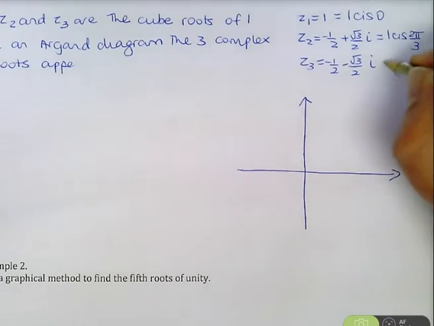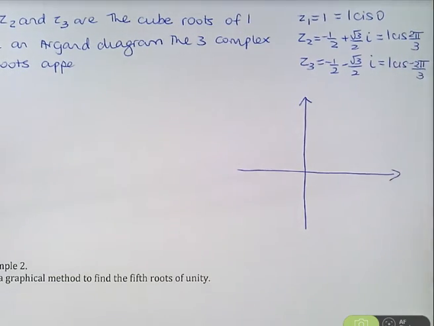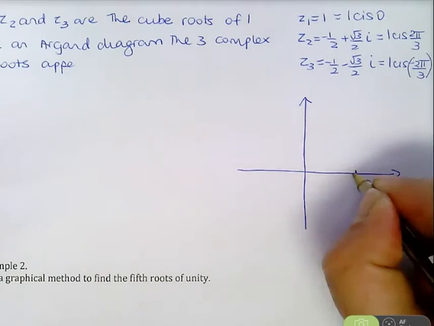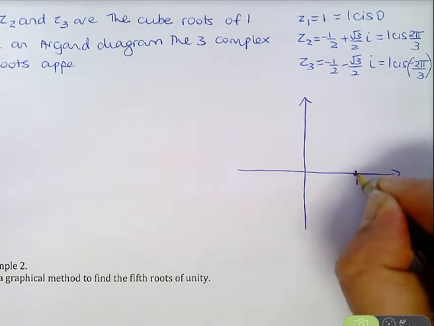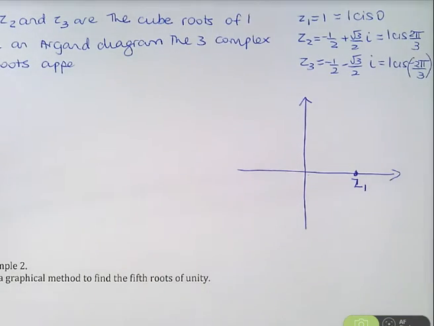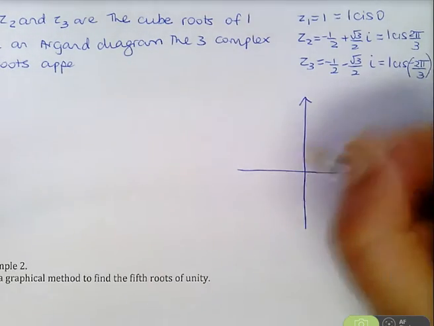And the third root was 1 cis minus 2 pi on 3, remembering it was 1 cis 4 pi on 3, but we're writing it with the principal argument, which needs to be either between 0 and pi or 0 and minus pi. So just sketching those, if this is 1 unit, 1 cis 0 is there. I'm going to call that my first root, so Z1.